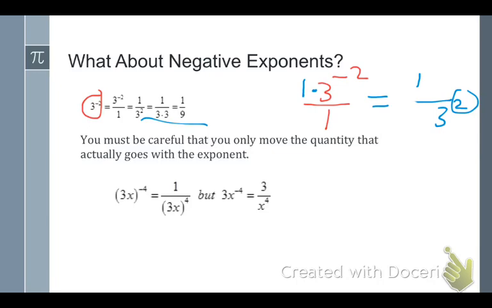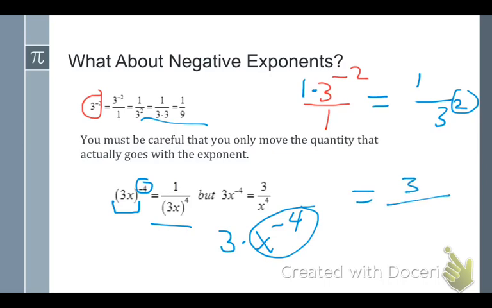You must be careful to only move the quantity that actually goes with the exponent. When you have something grouped in parentheses and then the exponent, the whole group moves, as in here. But here, this is 3 times x to the negative 4. The negative 4 only goes with the x. It's not grouped with the 3. So you must leave the 3 in the top and just move the x and now make the exponent positive. So those are two different things. The mistake students mostly make with this one is I will see students do 1 over 3 x to the 4th, which is not true. The 3 has to stay up here. Okay? Just be careful of that.